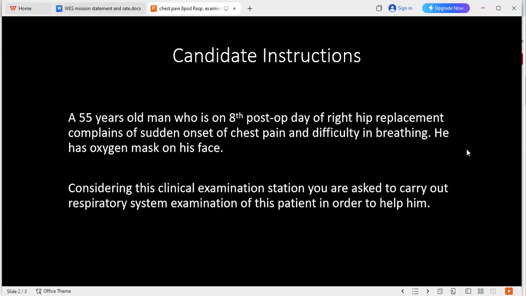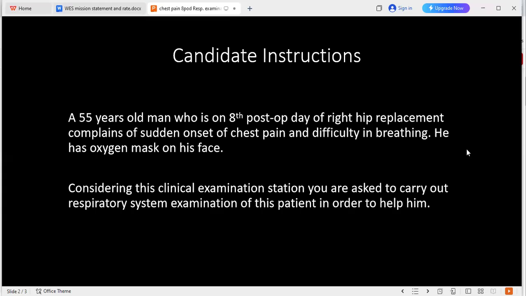Since he's having a sudden onset chest pain and difficulty in breathing, I'll do a few tests like blood picture, full blood count, ECG. No, on the spot you'll be doing that. On the spot, we can do ECG. All right. Can you please summarize your examination?